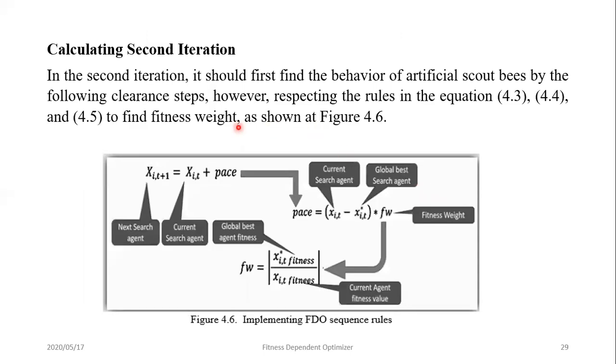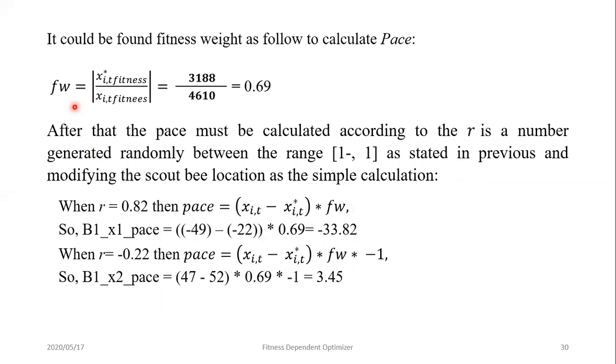So next iteration, we will use the rules to get the fitness weight, and we have to rely on the pace, okay, to get the next position. So we need to get the fitness weight and the pace, and then plug the pace here, and get the next search agent. That's how it works. So we will find the fitness weight for the first B, which is the best fitness over the current fitness. We get 0.69.